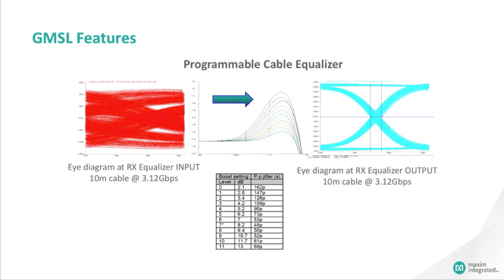The plot on the left side is an eye opening captured at the far end of 10 meters of cable and at the receiver's input at 3 gigabits per second. On the right side is the eye after receiver equalization.